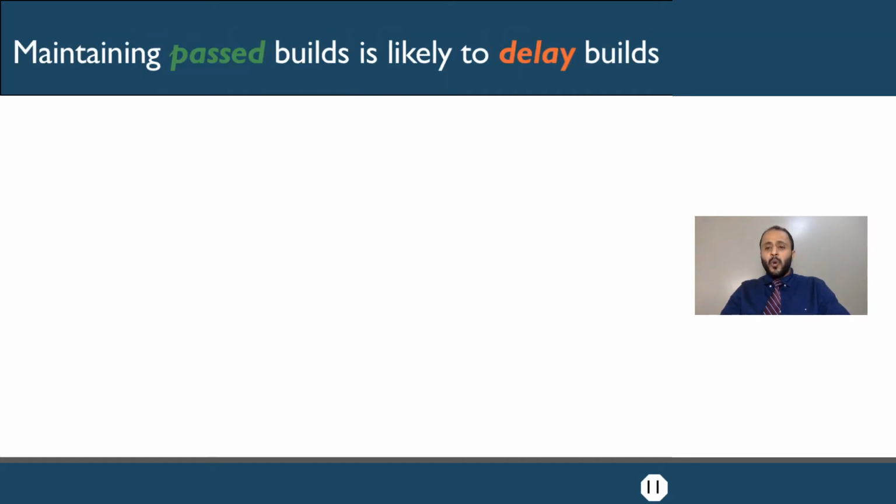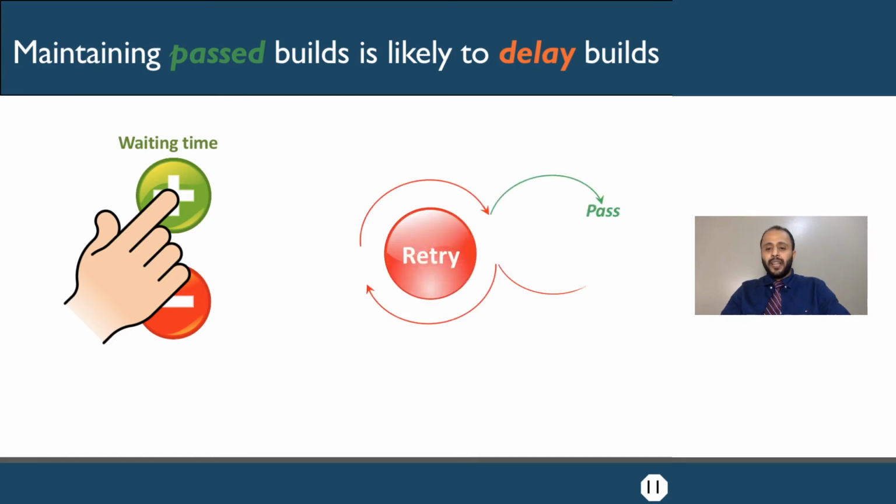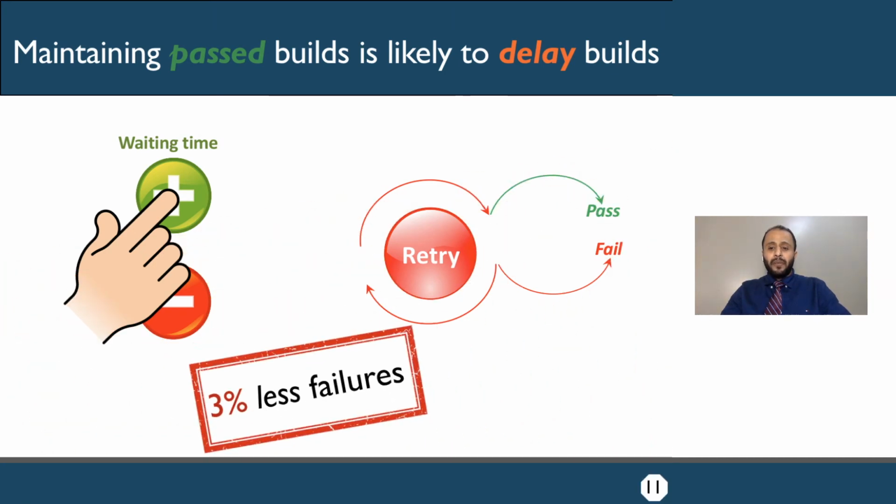For example, we observed a trade-off between long build durations and developers' attempts to make builds pass. Developers may increase the time to wait for long-running commands or tell CI to retry failing commands several times. However, we observed that such practices only gave a 3% reduction of build failures.